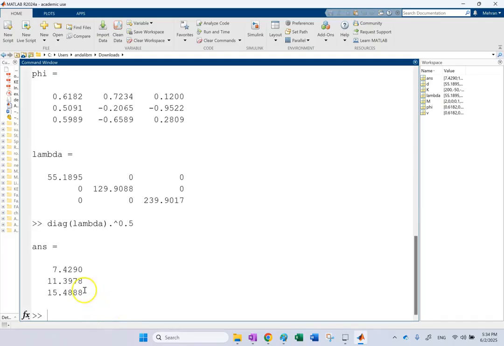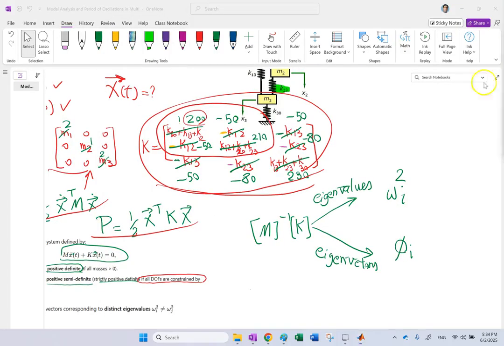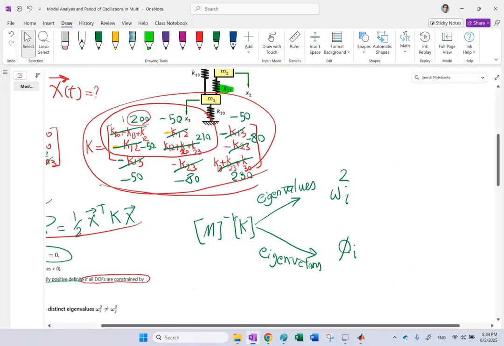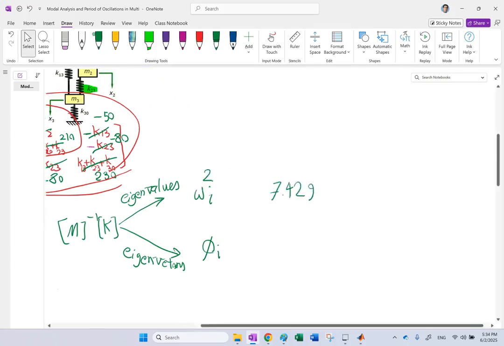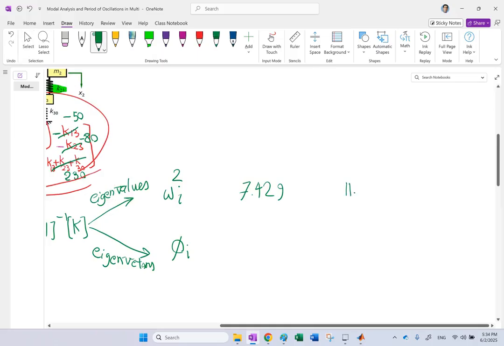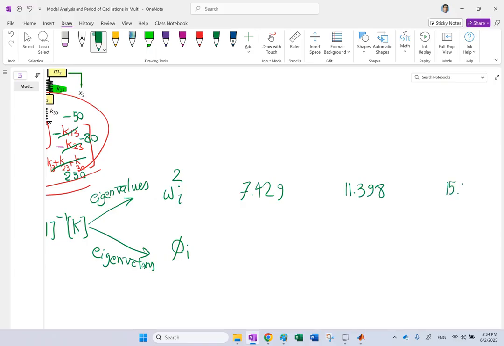So first thing is, you see my frequencies, 7.43, 11.39 or 40, and 15.49. These are the frequencies in radians per second. So I move my MATLAB to a secondary window, and I want to write these numbers for you. So what are my frequencies? The first one is 7.429. The second number is 11.398, I use 3 decimals here. The last one is 15.489. And frequencies are always increasing from the first one to the last one.